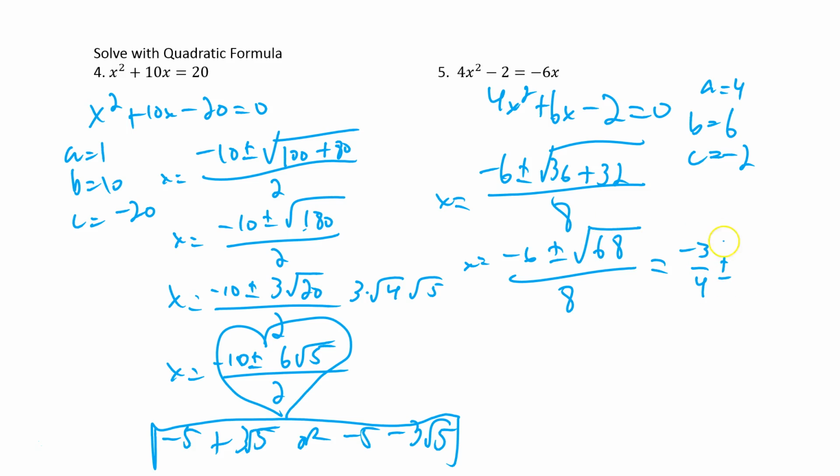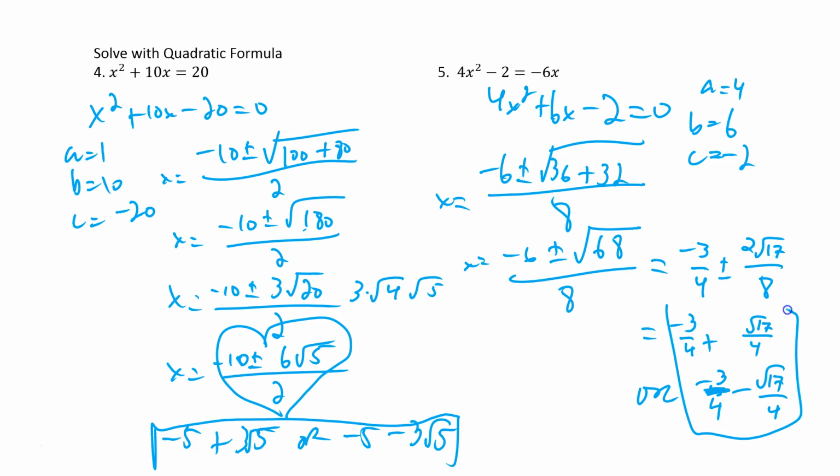Plus or minus, so root 68, let's see, I can pull a 4 out of that, I believe. 68 is 4 times 16, no, 17. 4 times 17, yep. So this is going to be 2 root 17 over 8, and I can reduce that. So it's negative 3/4 plus 2 root 17 over 4, or negative 3/4 minus root 17 over 4. And there are solutions. Cool.